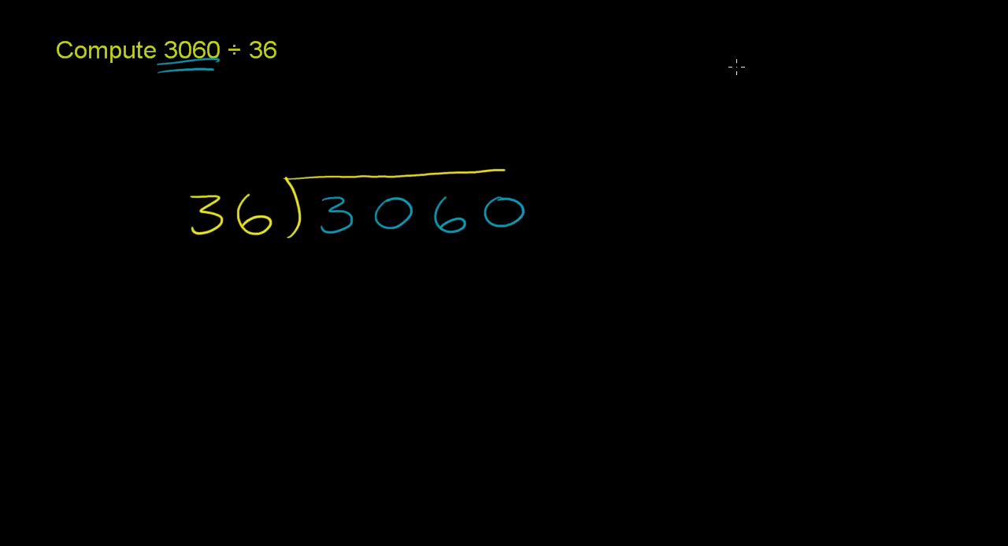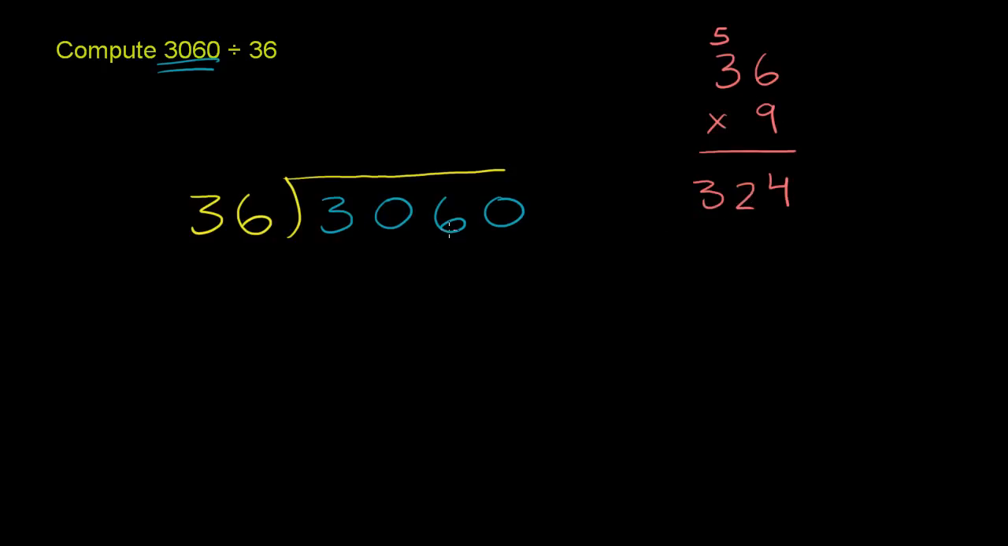Let's try it out over the side. What is 36 times 9? And this is kind of the art of doing these problems when you're dividing by a two-digit number. So 6 times 9 is 54. Regroup or carry the 5. 3 times 9 is 27 plus 5 is 32. So 36 times 9 is 324.